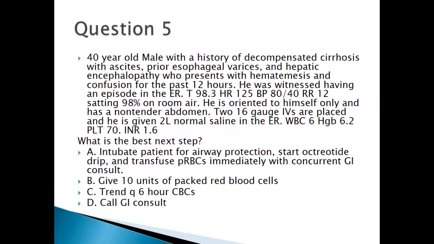40-year-old male with a history of decompensated cirrhosis with ascites, prior esophageal varices, and hepatic encephalopathy presents with hematemesis and confusion for the past 12 hours. He had an episode in the ER. Temperature 100.8, heart rate 125, BP 80/40, respiratory rate 12, saturating 98% on room air. He is oriented to himself only, abdomen non-tender with ascites. Two 16-gauge IVs are placed and 2 liters of normal saline given in the ER. WBC 6, hemoglobin 6.2, platelets 70, INR 1.6.